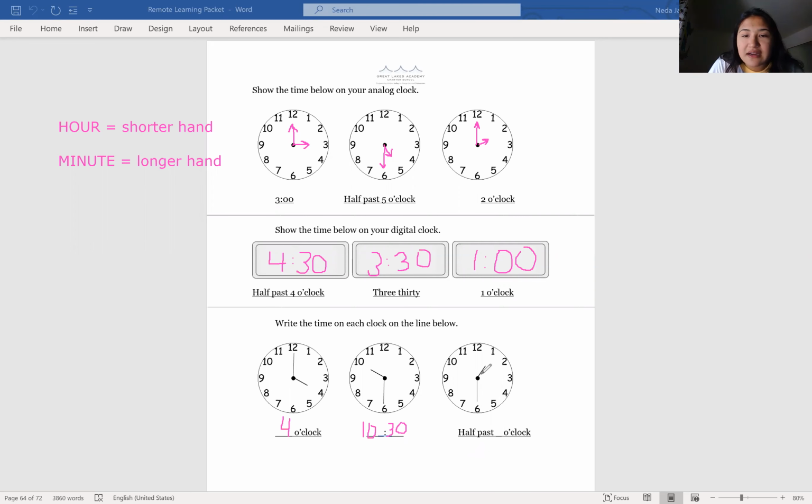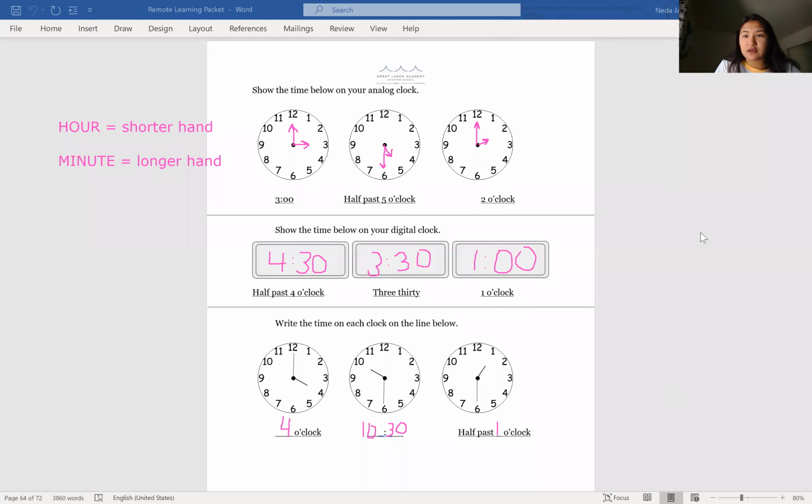We see the hour hand is pointing at 1, and the minute hand is pointing straight down at 30. So this one wants you to write it as 1:30 o'clock. The hour is 1, so we're going to write 1:30 o'clock, which is the same thing as 1:30. It's the same thing as, you got it.